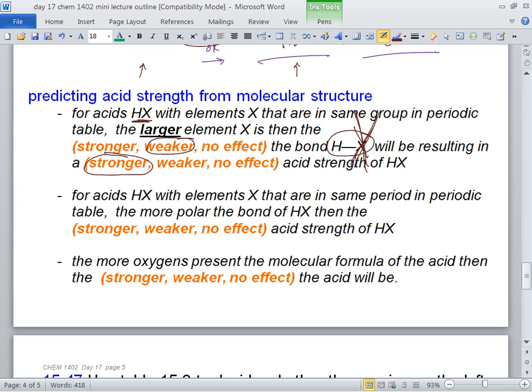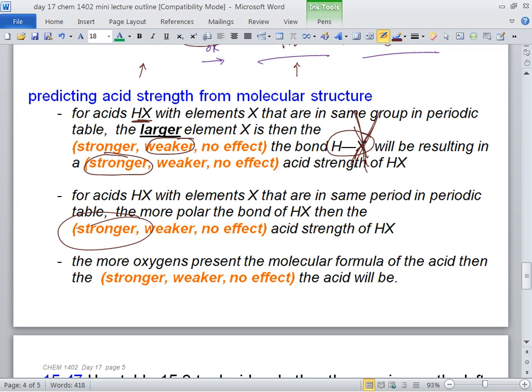For acids HX with elements X that are in the same period, so now we're going across the periodic table, the more polar the bond, then the... This is a hard one, I don't know if you got this out of the reading or not. You've got a 33.3% chance of getting this right. Who feels lucky? Then the stronger. Ooh, Audrey, go buy a lottery ticket. The stronger the acid strength.